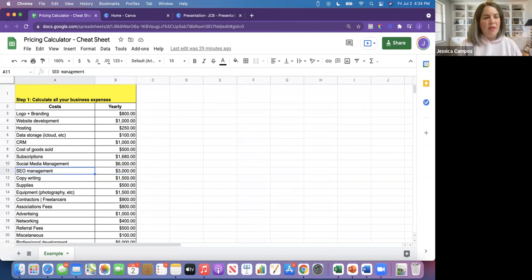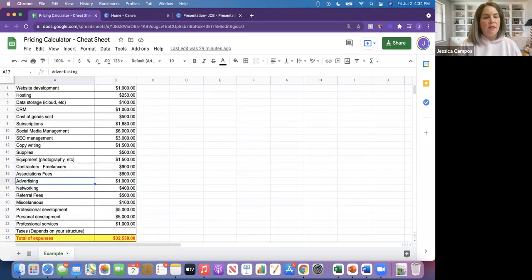SEO management, copywriting, supplies, equipment, contractors, freelancers, these are all numbers that you are going to be entering into the spreadsheet. Advertising, networking, referral fees, miscellaneous, professional development, personal development. Notice that I put here $5,000 each per year.